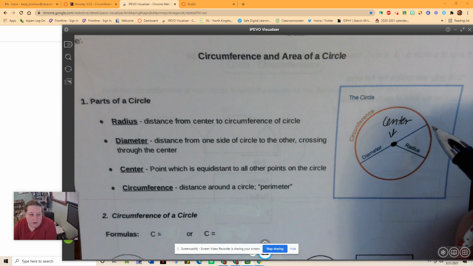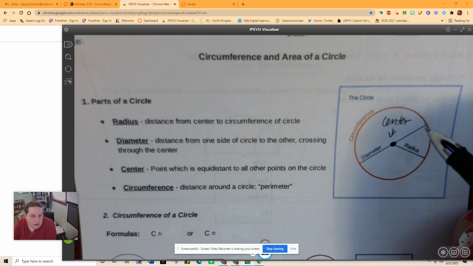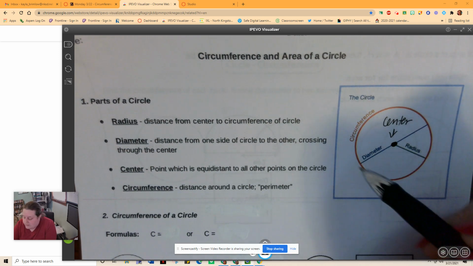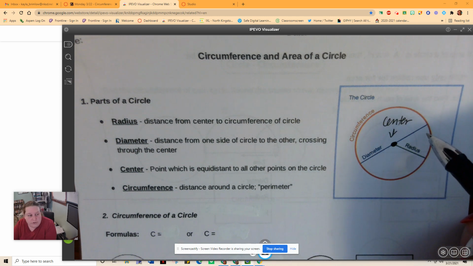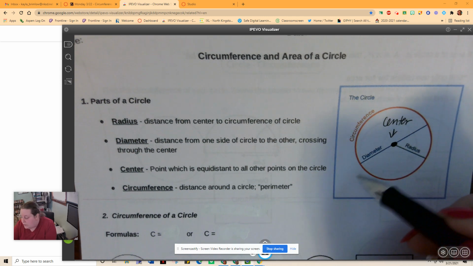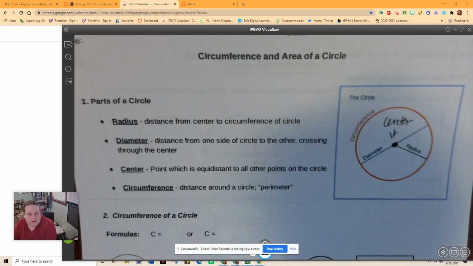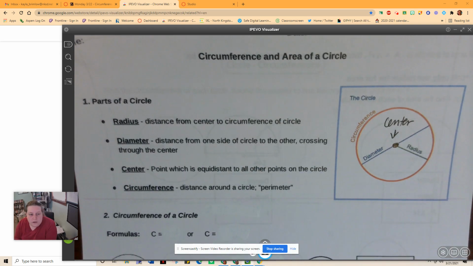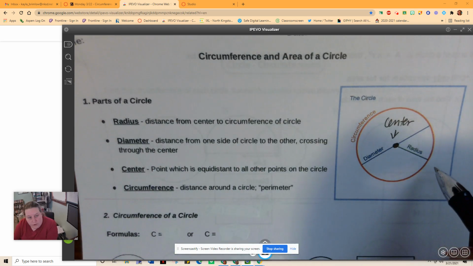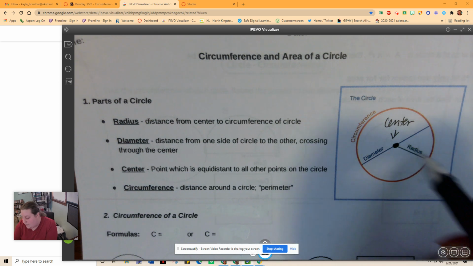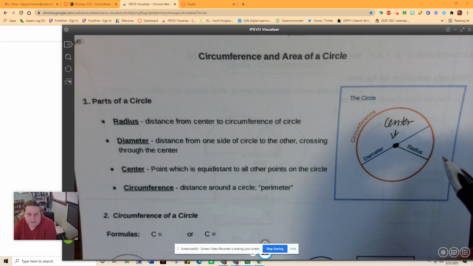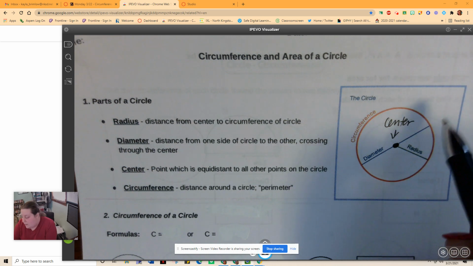This line going right through the middle, almost cutting the circle in half, is called the diameter. And it's the distance from one side of the circle to the other through the center. So it goes right through the middle, right through the center, and it's the distance across. Then you're going to see we have a smaller line we call the radius. And the radius is just from the center to one side of the circle. It's half the distance of the diameter.